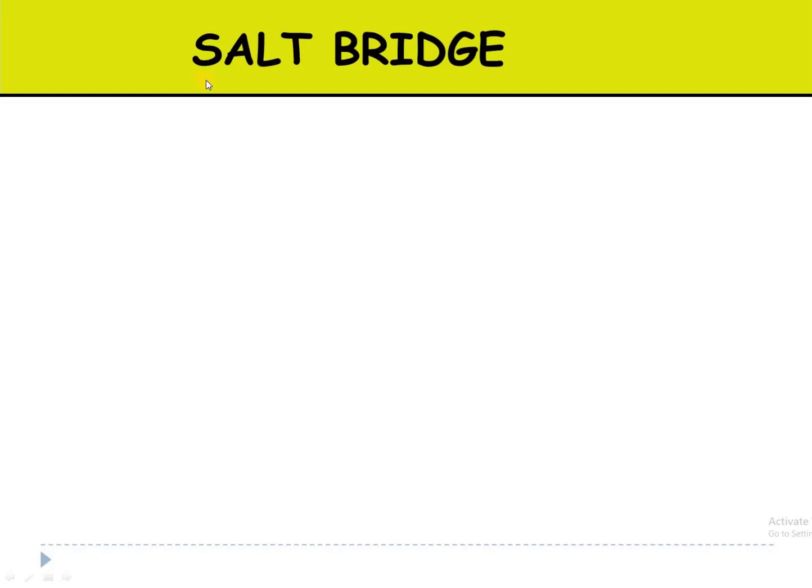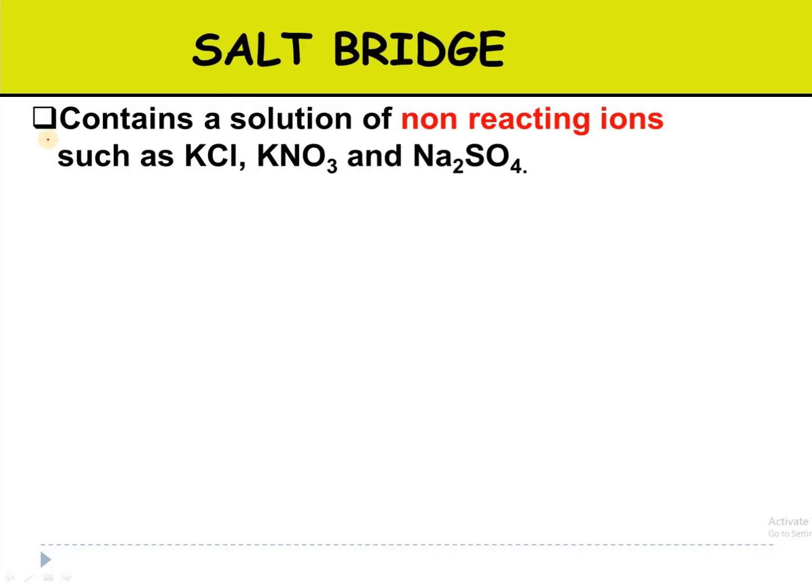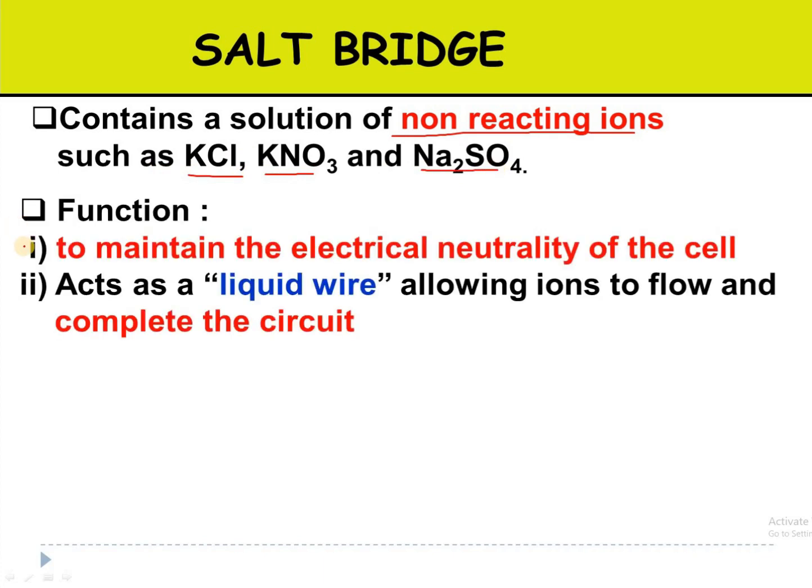Now we see the most important component in a galvanic cell is the salt bridge. What is the salt bridge? A salt bridge contains a solution of non-reacting ions such as potassium chloride, potassium nitrate, and sodium sulfate. There are two functions of the salt bridge. First, to maintain the electrical neutrality of the cell, and second, to act as a liquid wire, allowing ions to flow and complete the circuit.